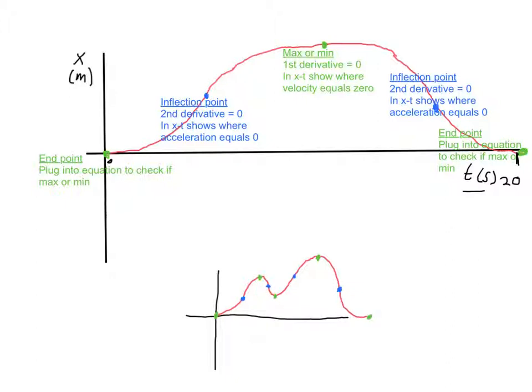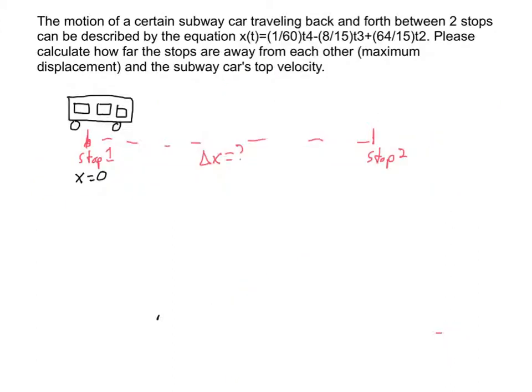So just a few terms that you need to be familiar with. I'm going to work an example problem for you where the kinematic equations don't actually work. So I have a subway car, and the subway car travels between these two stops, stop 1 and stop 2, and it's described by this equation here. Now, why do you need this equation? Well, because we're looking at the entire motion of the subway car, and the acceleration changes during it.